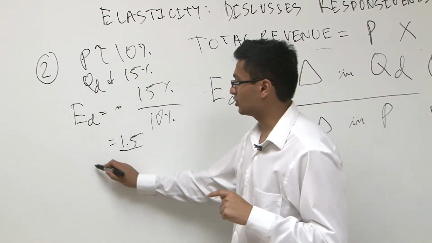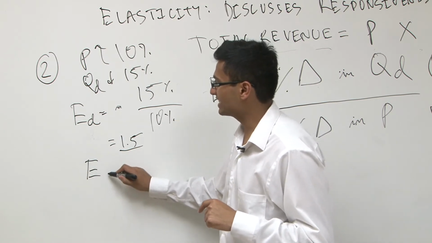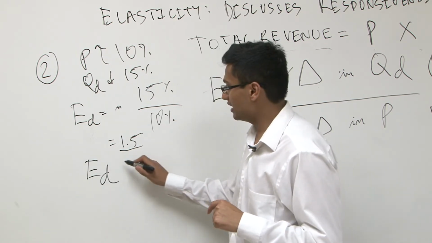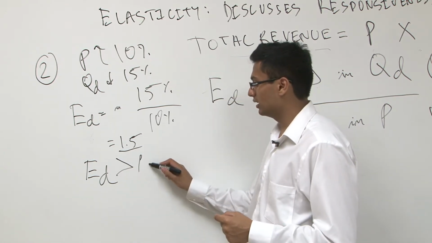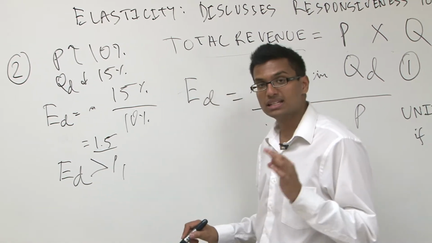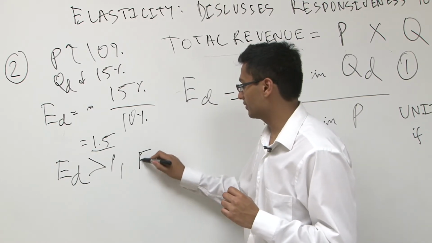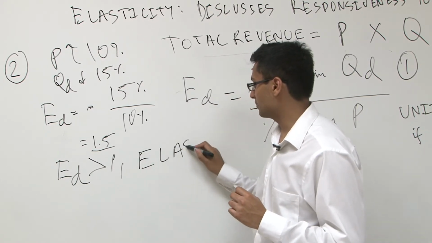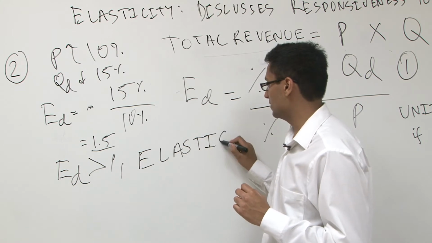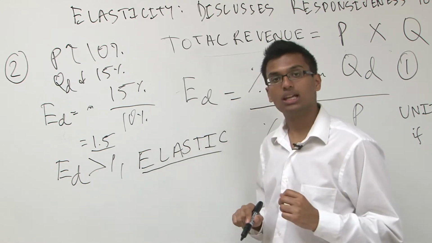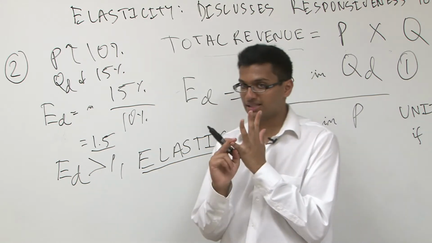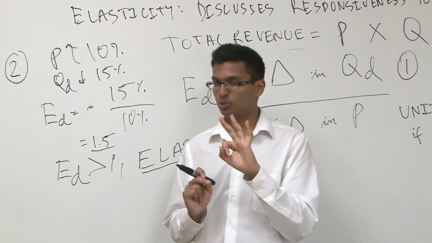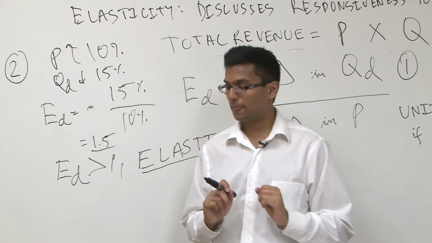Now, here's the thing. If my elasticity of demand is greater than 1, then it is elastic. My elasticity of demand is called being elastic. All right. Now we talked about unit elastic. We talked about elastic. What was the third example? You guys remember that? Inelastic, right?